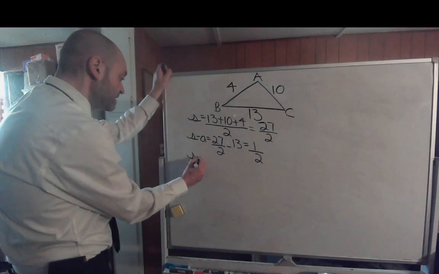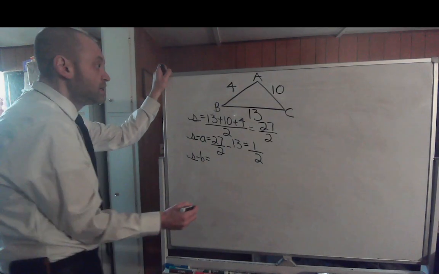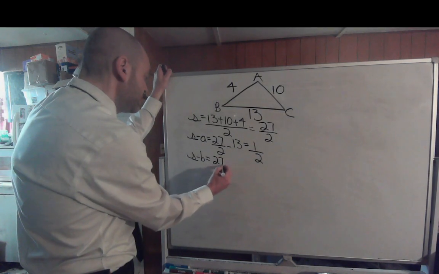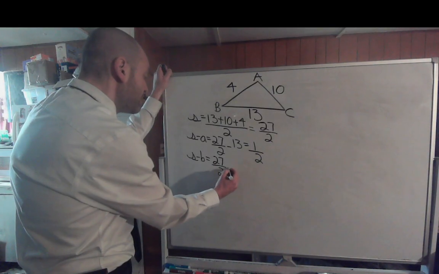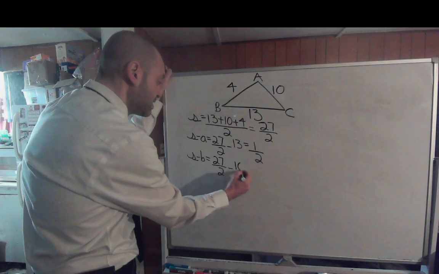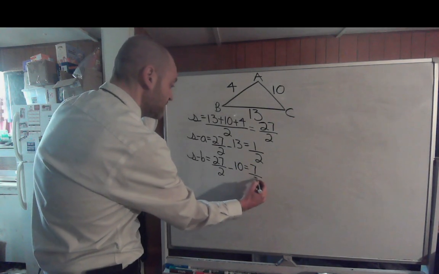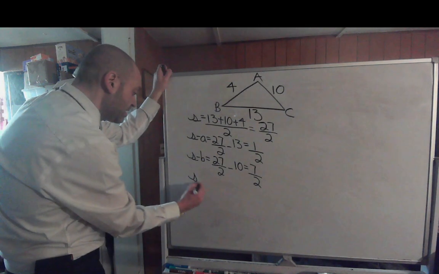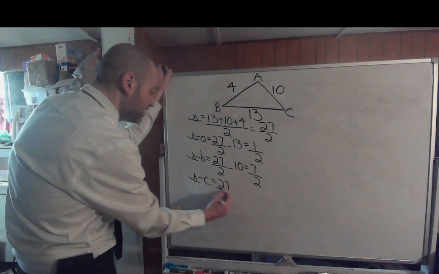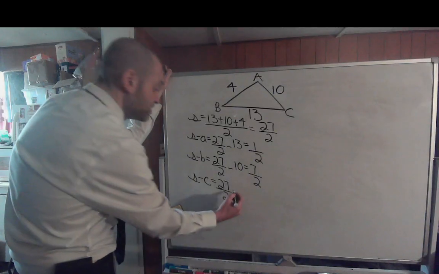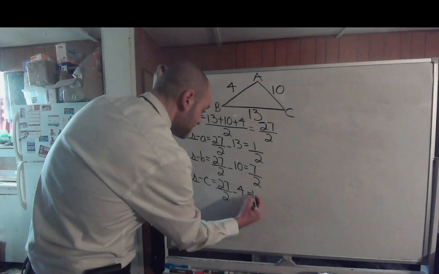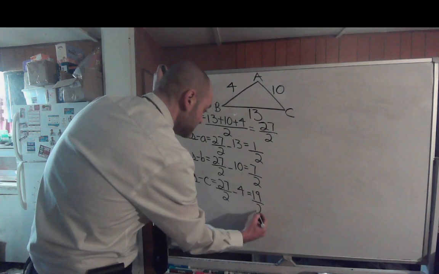How about S minus B? That's going to then be 27 halves minus your B of 10, which is also 20 halves. So you would get 7 halves for S minus B. Then what about S minus C? That's still going to equal your 27 halves minus your C of 4, which we know to be 8 halves, so that would be 19 halves for S minus C.